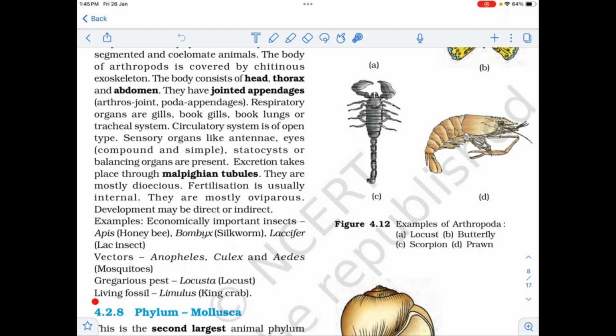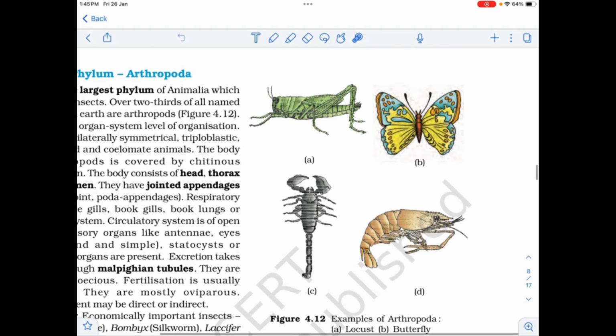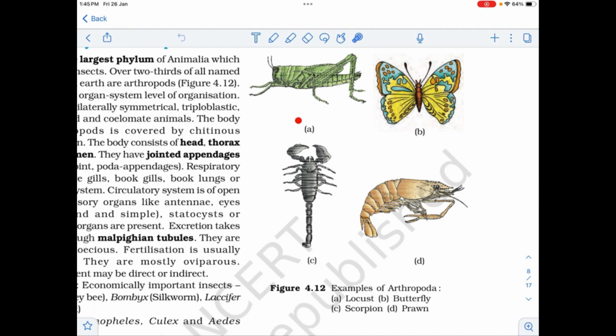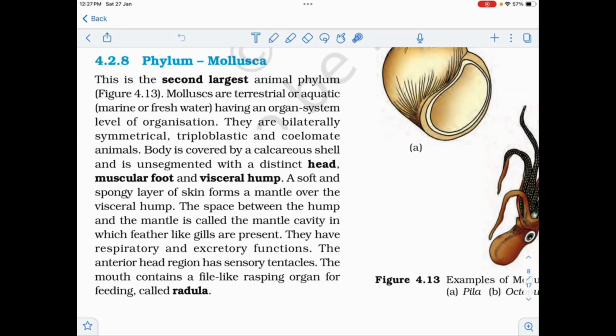The living fossil, Limulus, king crab, is one of the most important examples in the animal kingdom. And grasshopper, locust, butterfly, scorpion, and so on.